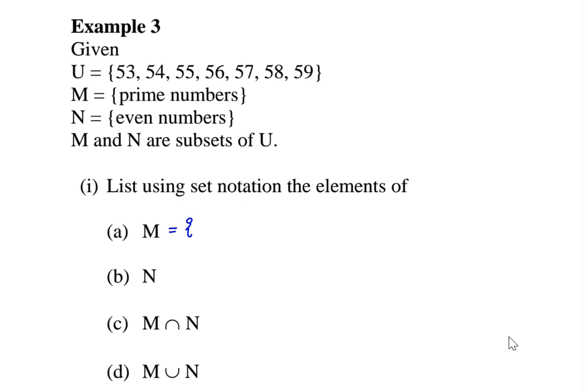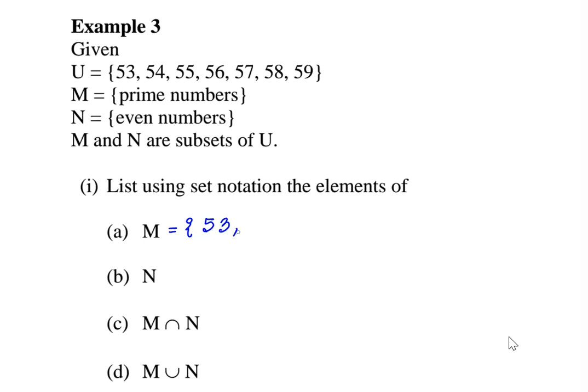53 cannot be divided by 3 because 5 plus 3 is 8, which is not divisible by 3, therefore 53 is not divisible by 3. 53 cannot be divided by 5 and it cannot be divided by 7. So 53 is a prime number.